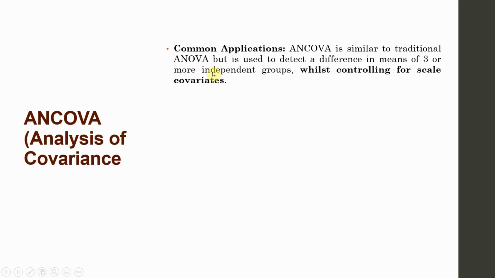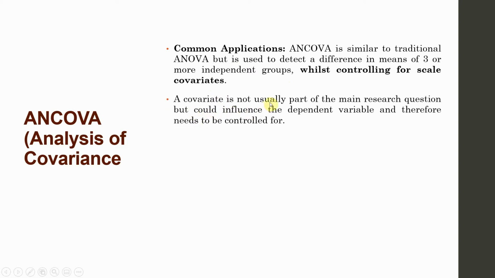In ANOVA, we only assess the differences in the dependent variable between more than 2 groups. In case there are other variables that may be affecting the impact of that categorical variable on the dependent variable, we can control the effect of those variables using ANCOVA. A covariate is not usually part of the main research question, but it could influence the dependent variable and therefore needs to be controlled for.